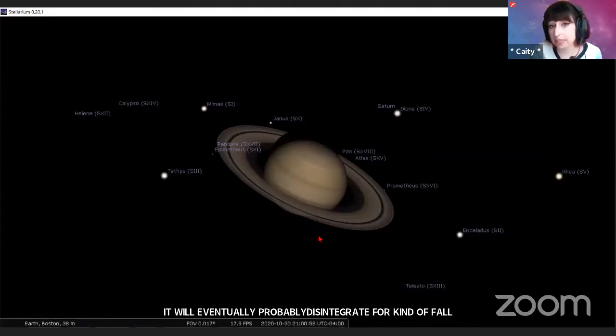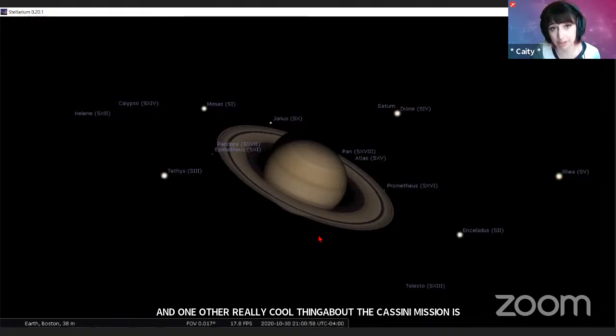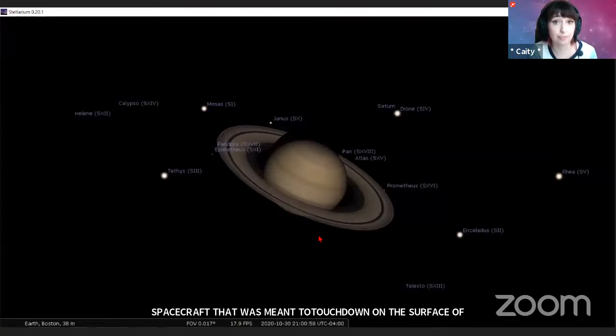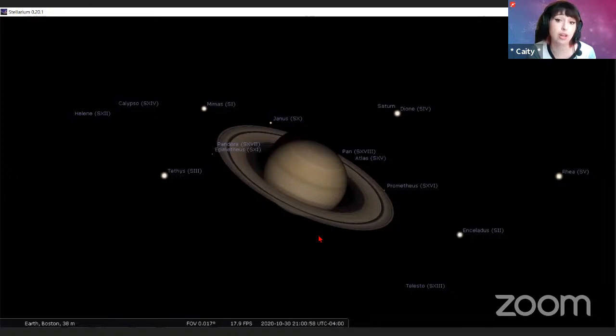And one other really cool thing about the Cassini mission is that it brought along a friend, not a human friend, but a spacecraft that was meant to touch down on the surface of another one of Saturn's moons called Titan. The spacecraft was called Huygens, and it was a lander. It landed on Titan, which was the first time that we had ever landed anything in the outer solar system, so out past Mars. And it was the first moon besides our own moon that we landed something on.